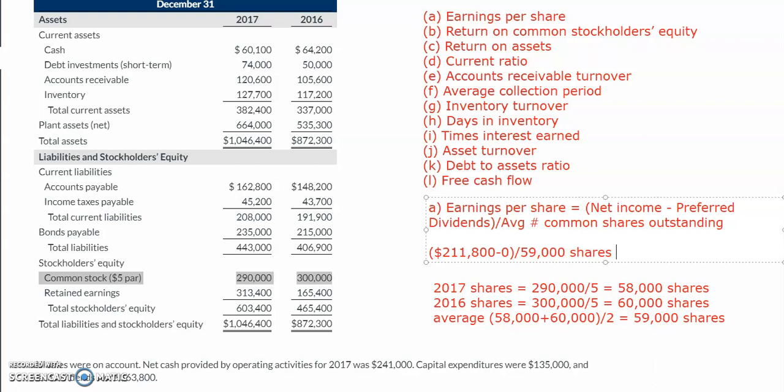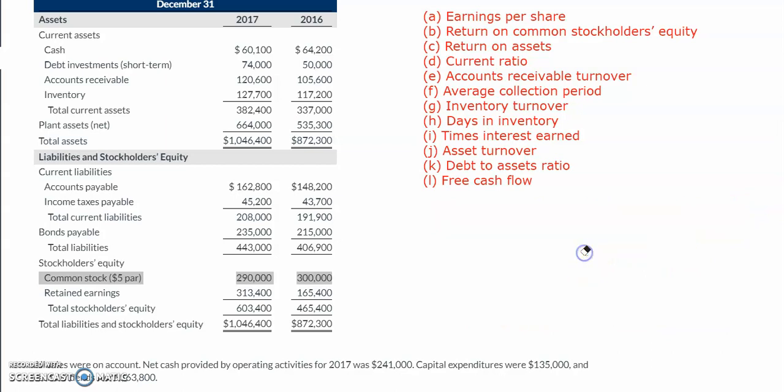And for our number of shares, we're going to have our earnings per share of $3.59 for our earnings per share. All right, so that's the first problem that we have. Next, we're going to be doing the return on common stockholders' equity, which will look a little bit similar. So I'm going to erase a few parts of this problem, and we're going to do part B.